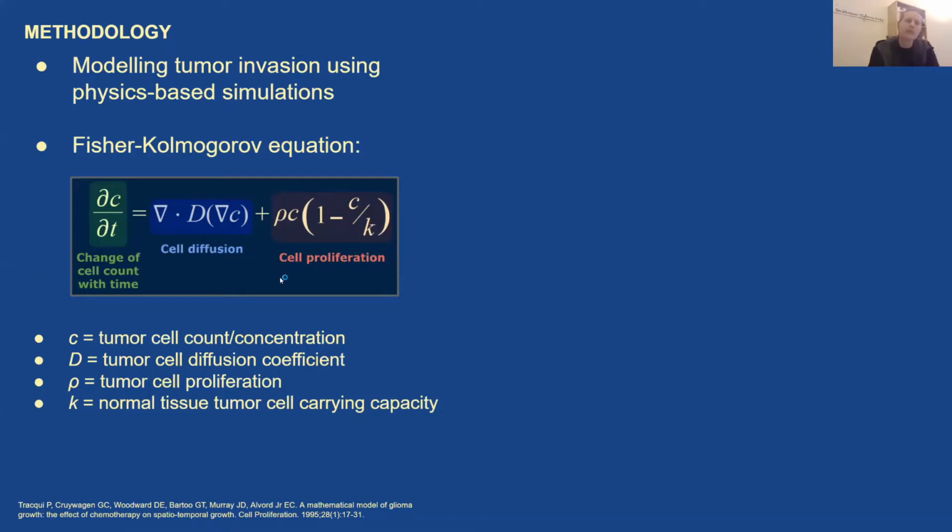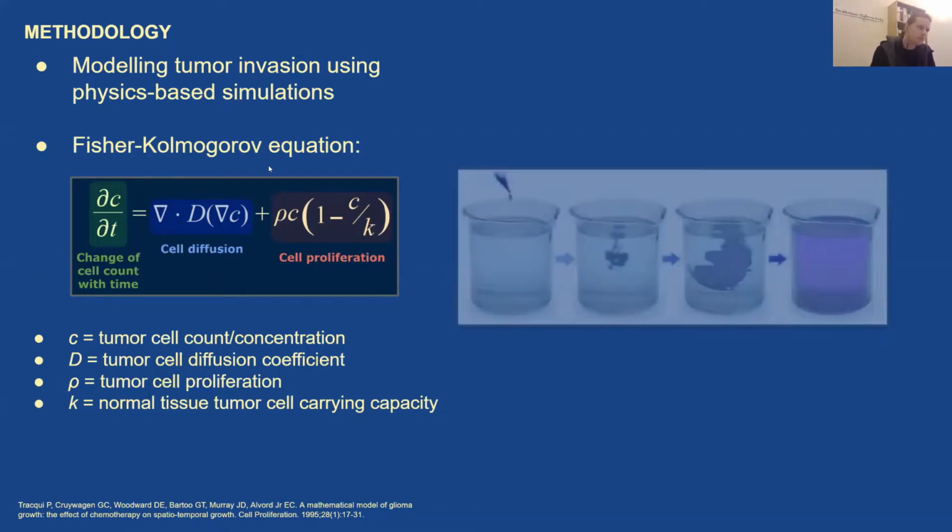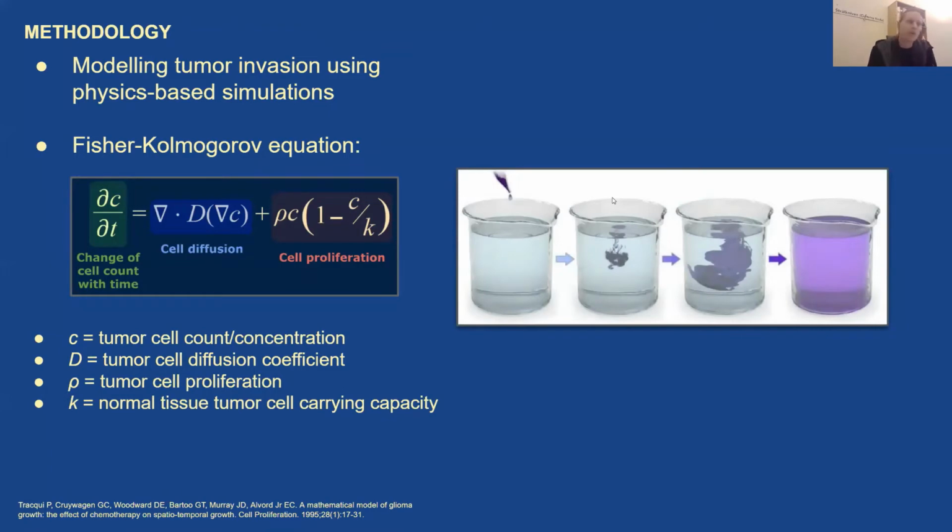We have two competing terms. One is the cell diffusion term. If you take a drop of dye, put it in water, it will naturally diffuse, exactly like a gas or like this liquid right here. Now, if you give this enough time, it will be completely homogeneous like this in the last picture. This is, of course, not as easy to do in a brain because the brain is not homogeneous, so we have to be a bit more careful with how we handle this diffusion term.